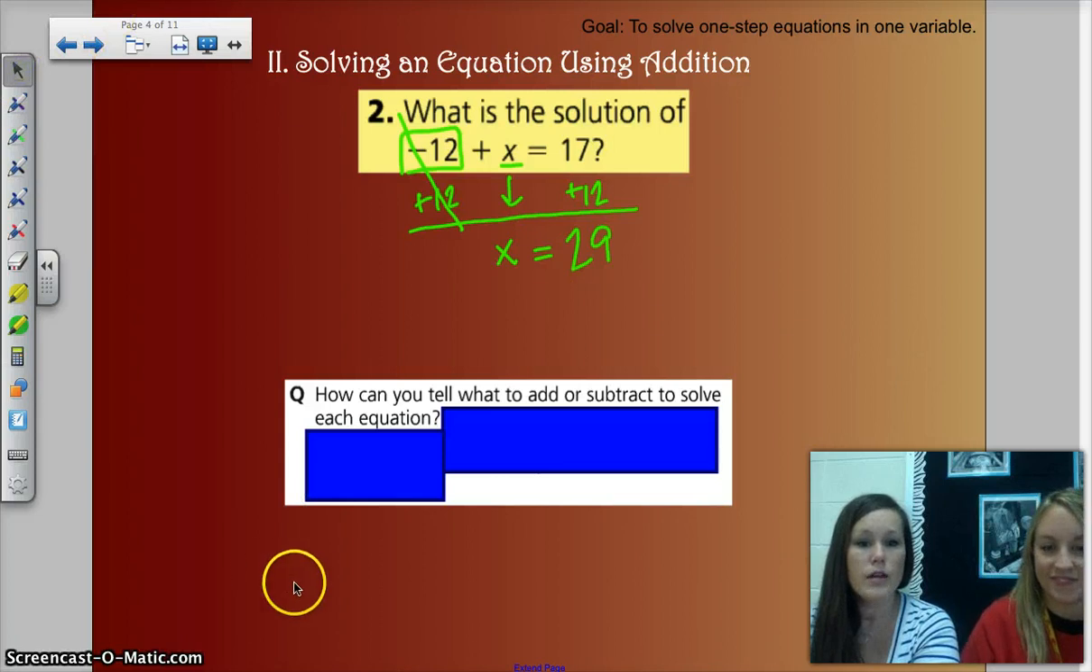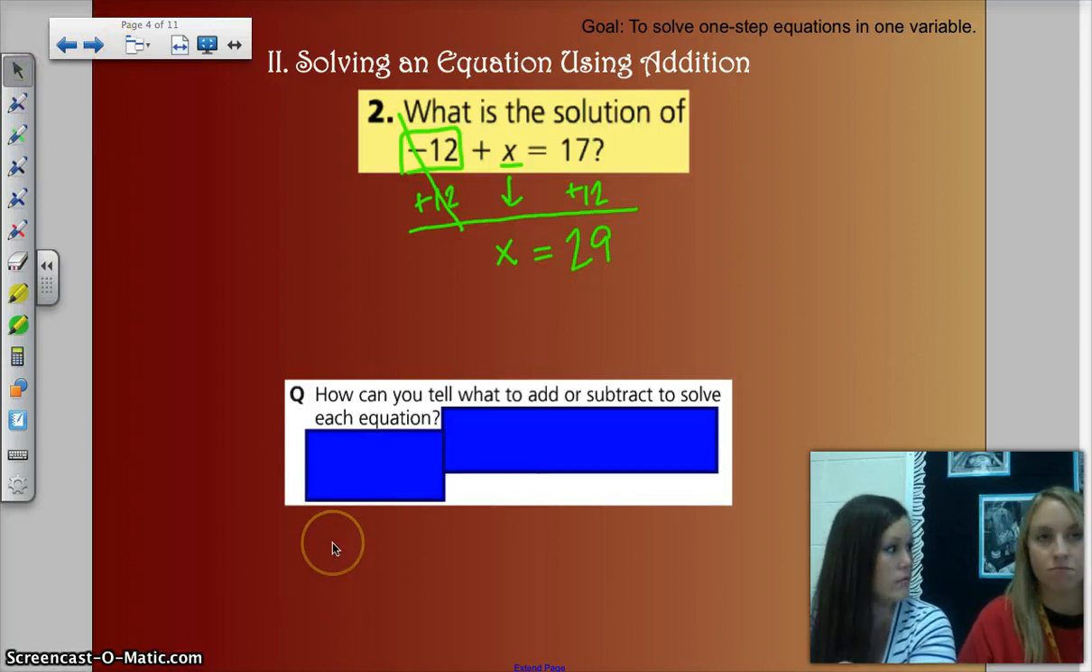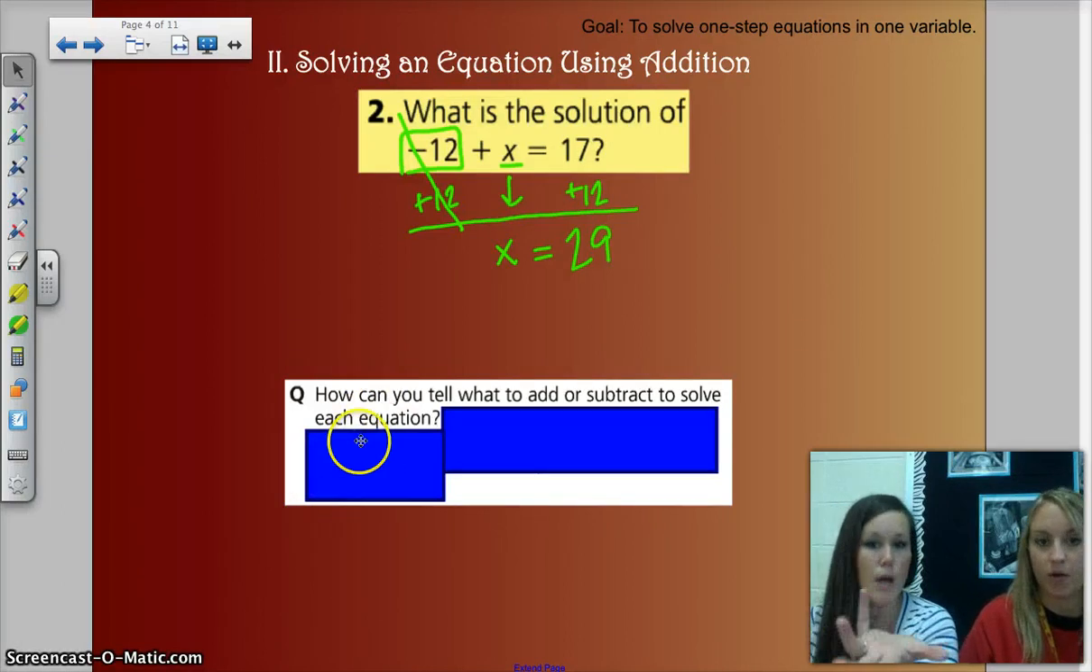Now, how can you tell what to add or subtract to solve each equation? You're going to look at it, and if it's minus, you add. So you do the opposite. You do the opposite operation.